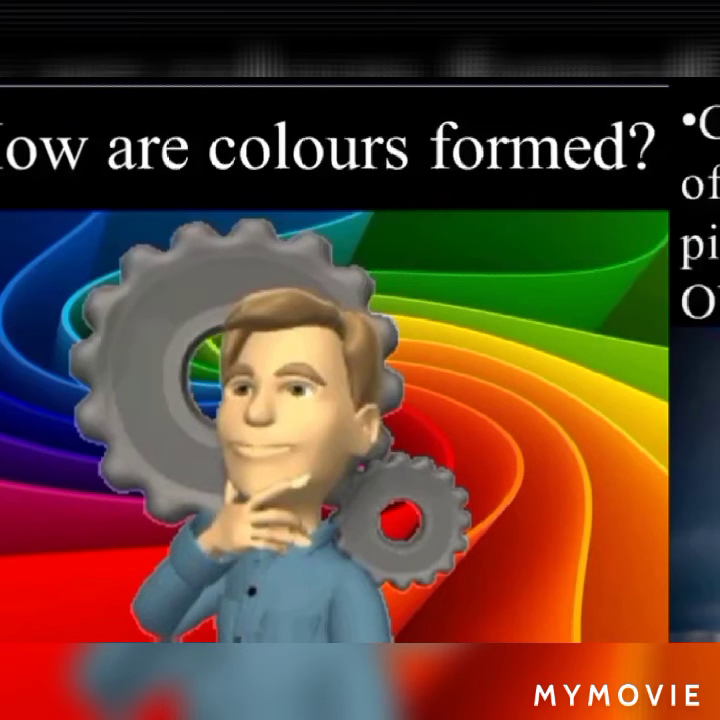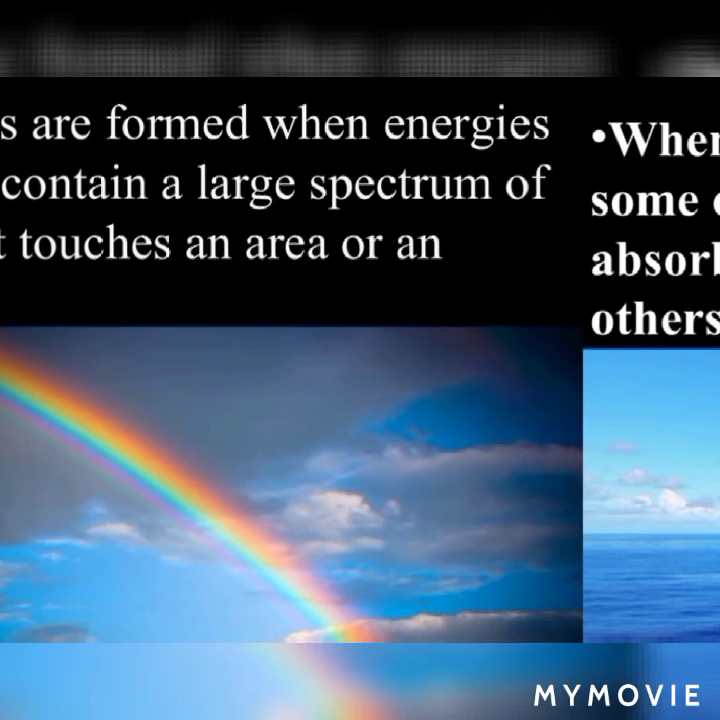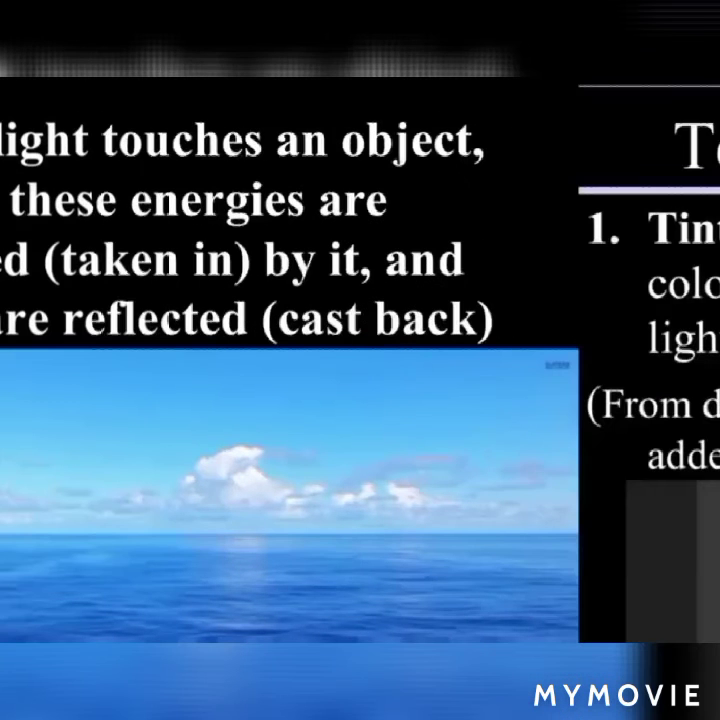How colors are formed. We all want to know how colors are formed. Colors are formed when energies of light containing a large spectrum of pigment touch an area or an object. When light touches an object, some of these energies are absorbed by the object and others are reflected back.